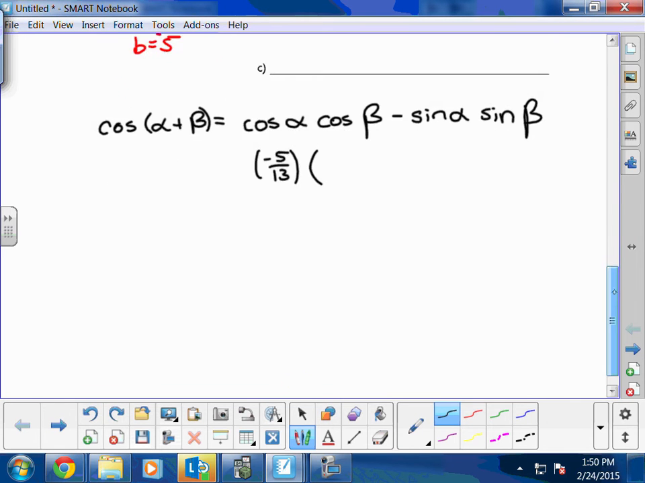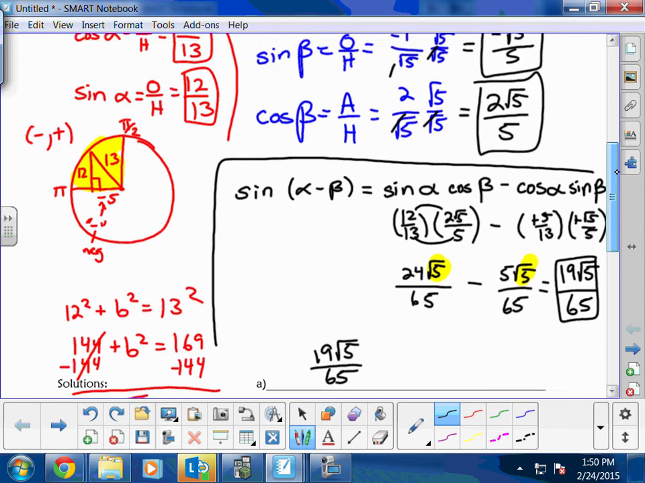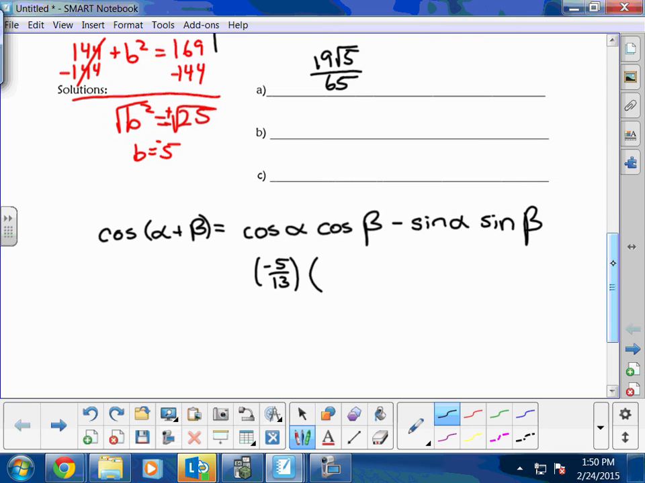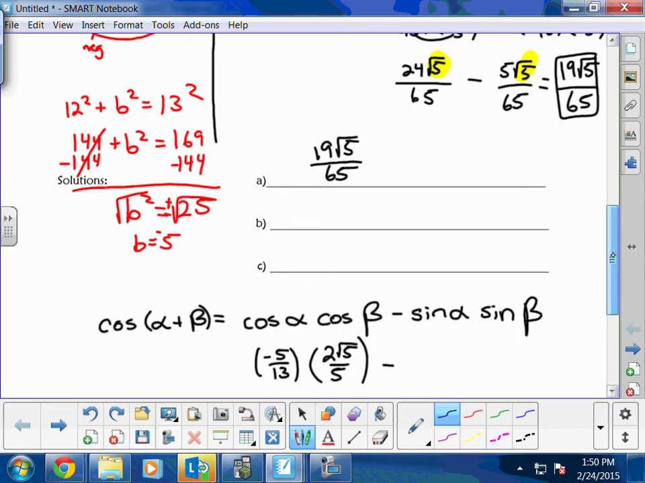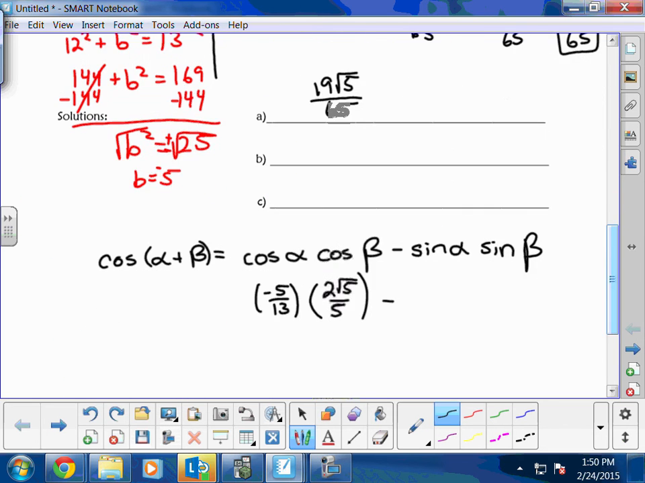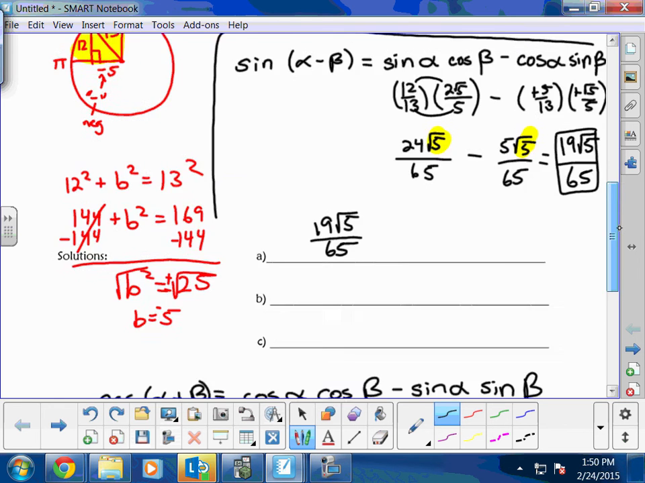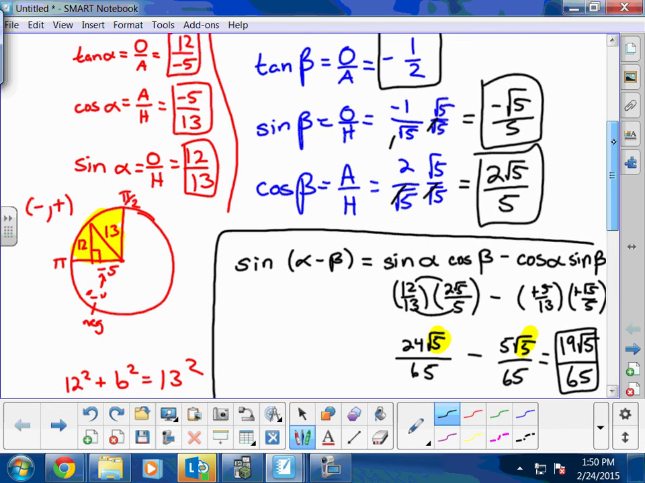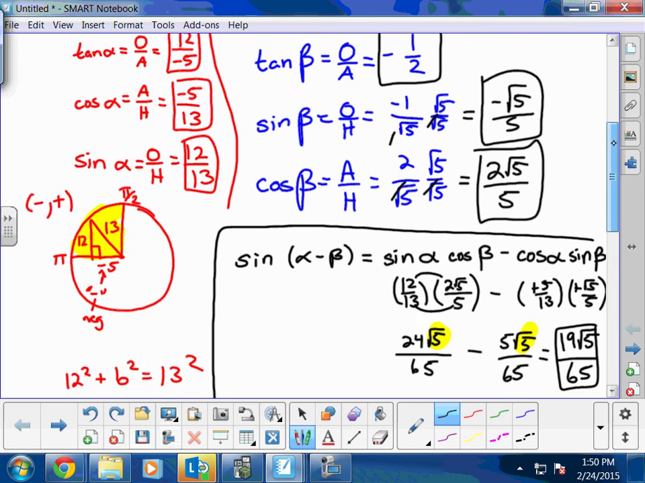Cosine beta was 2 square root of 5 over 5, minus sine alpha. I think that was the 12, 13 that we originally were given. And sine beta, sine beta being negative square root of 5 over 5.